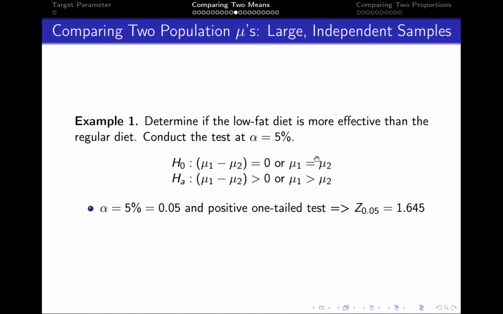And the alternative hypothesis is that the first population mean, so the weight loss in the first population, is higher than in the second one, or if we move mu2 to the left, we'll get mu1 minus mu2 is higher than 0. Based on the alternative hypothesis, we can conclude that this is a positive one-tail test. We use a 5% significance level. So we will need the critical z-value at the significance level of 5%, which we can easily get from the table, and it is equal to 1.645.